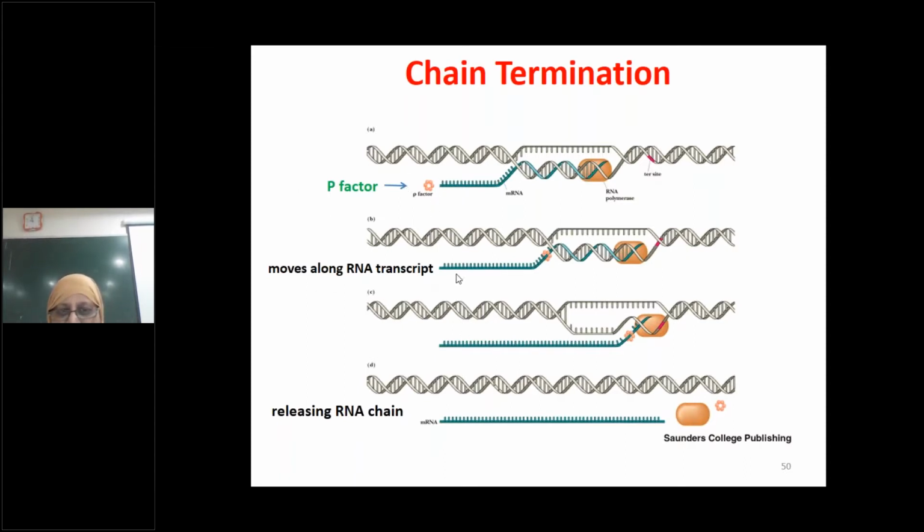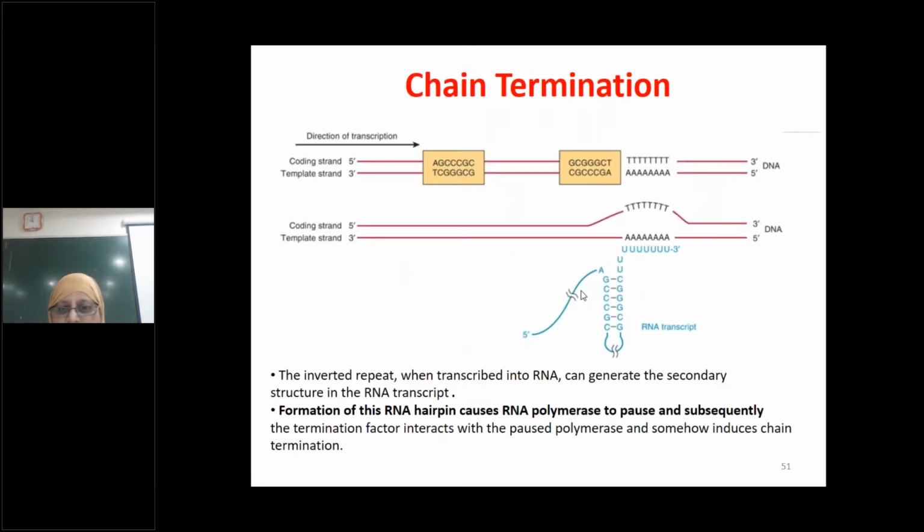So as this moves along, the Rho factor will move along the RNA transcript, and it will halt the transcription, releasing the transcription chain. So how is this halting taking place? We are saying that it will stop the transcription chain. This is through the formation of a hairpin loop.